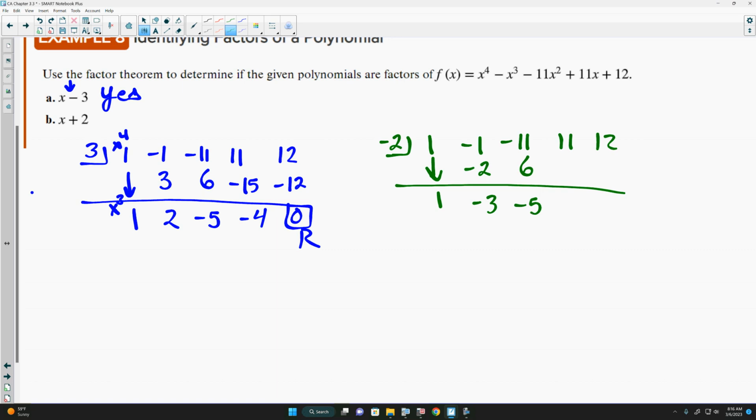Negative 2 times negative 5 is positive 10. 11 plus 10 is 21. It's not looking good for this here. Negative 2 times 21 is negative 42, which gives us negative 30 as the remainder. So is x plus 2 a factor? No.